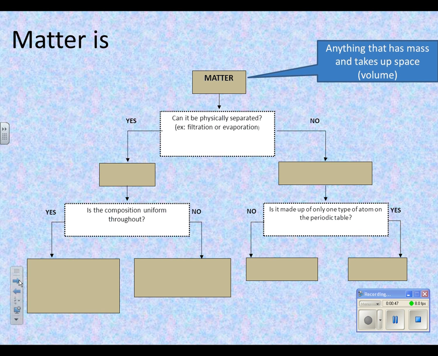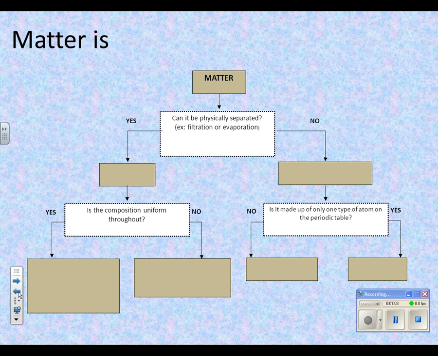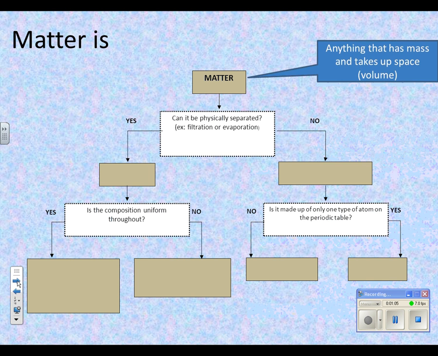So when you're given a piece of matter or a solution or something, you've got to look at it and ask yourself if it can be physically separated. So can you take your fingers or tweezers or some really small laser beam and separate it physically? If you can, it's called a mixture.